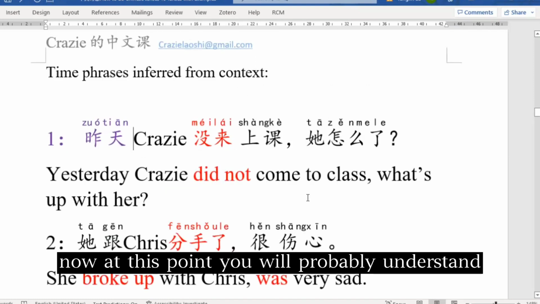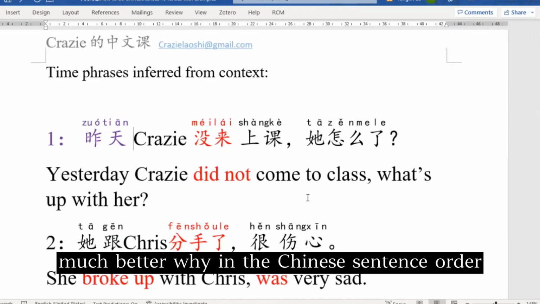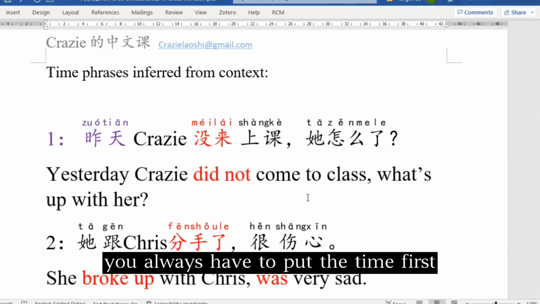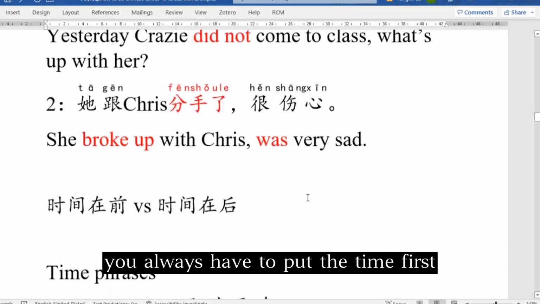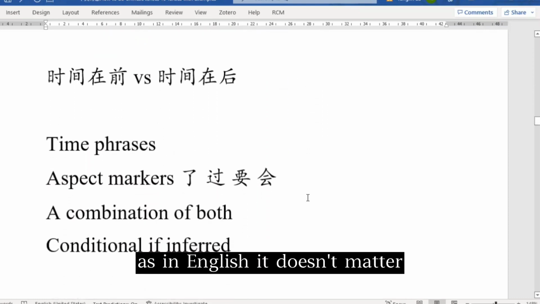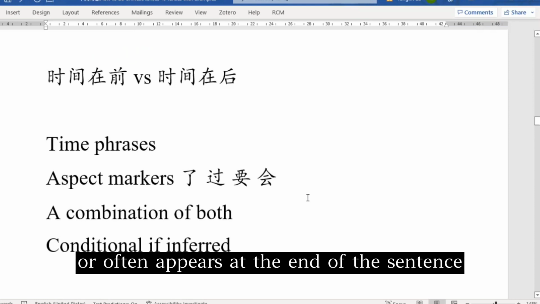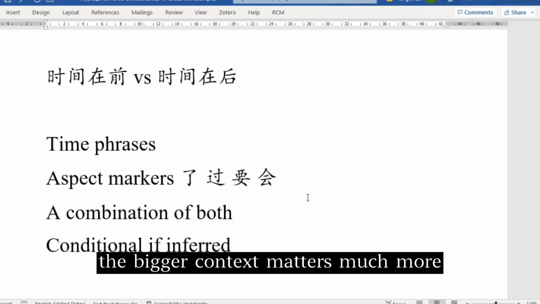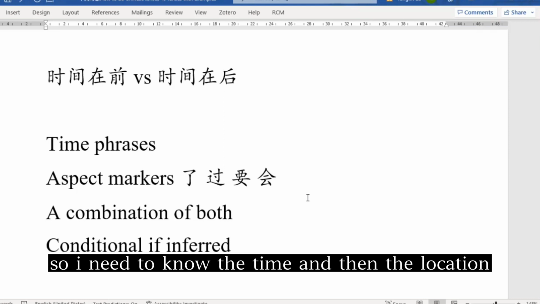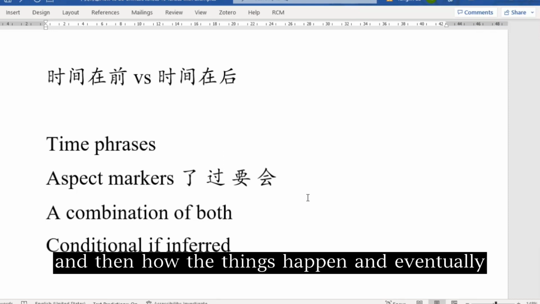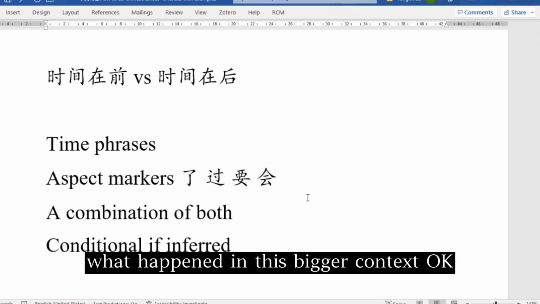Now at this point, you will probably understand much better why in the Chinese sentence order, you always have to put the time first. In English, it doesn't matter. You could put it at the beginning of the sentence or often at the end of the sentence. Because in Chinese, when you talk, the bigger context matters much more. So I need to know the time, and then the location, and then how things happened, and eventually, what happened in this bigger context.